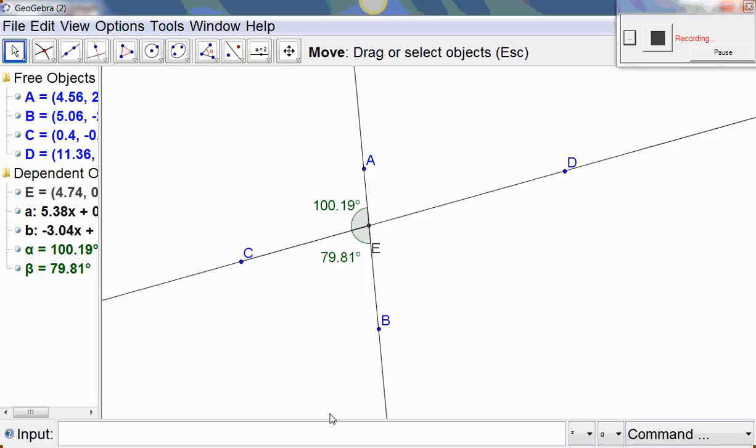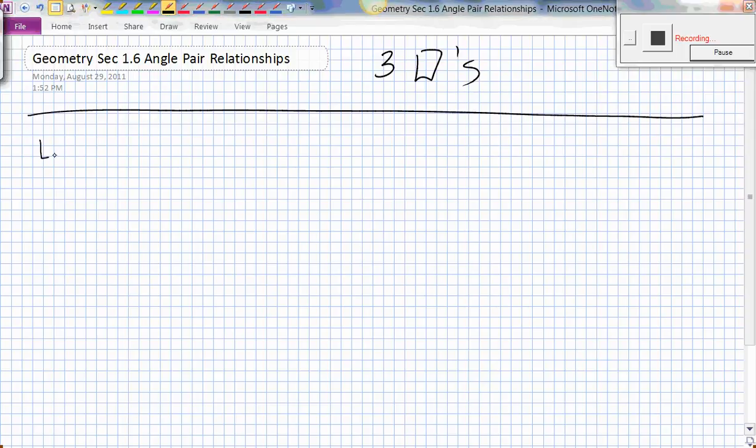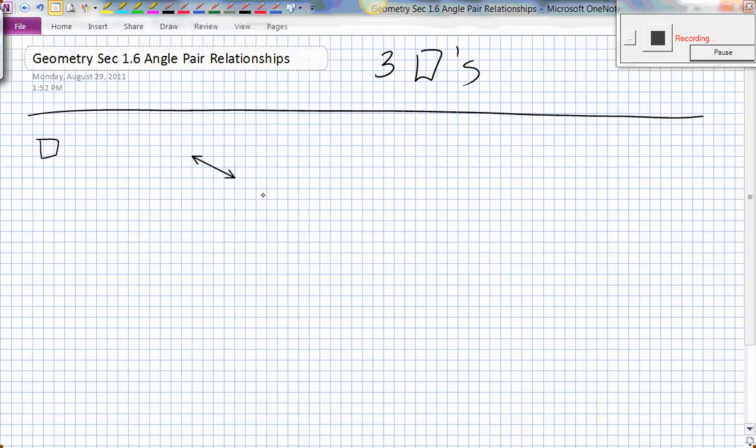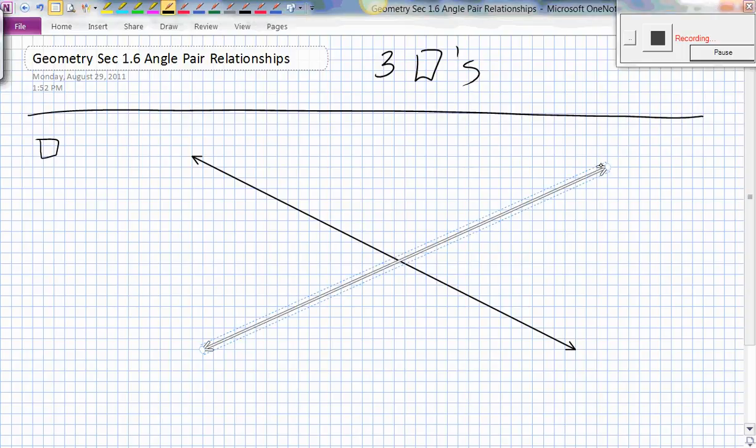Please take out some graph paper or regular paper, and you need your rulers. The first thing I'd like you to do is take your ruler and draw yourself two intersecting lines such as I'm drawing here. Two intersecting lines just like I've drawn right there. And I'm going to label those lines. I'll label this line L and this line M.